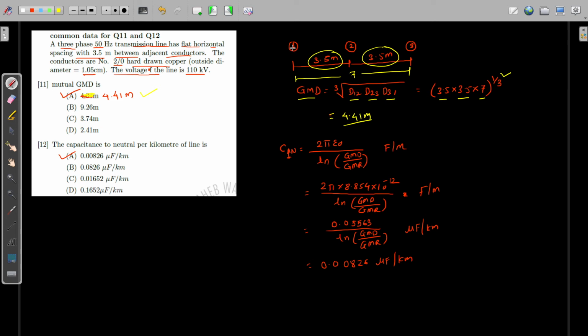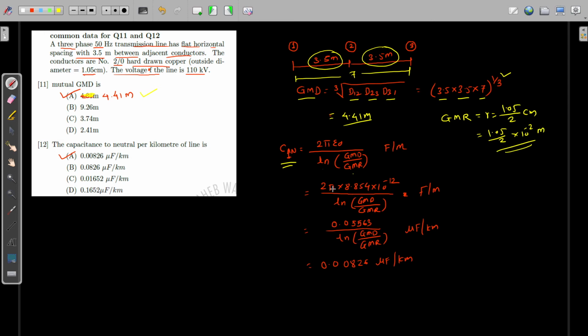How to calculate the capacitance to neutral? The conductor 1 to neutral capacitance is 2 pi epsilon 0 upon natural log of GMD by GMR. So what is the value of GMR we have to take in this calculation? The diameter is given as 1.05 centimeter, so the GMR is nothing but equal to the radius, that is 1.05 divided by 2 centimeter. So it will come as 1.05 divided by 2 into 10 to the power minus 2 meters. This value we have to take into the calculations.